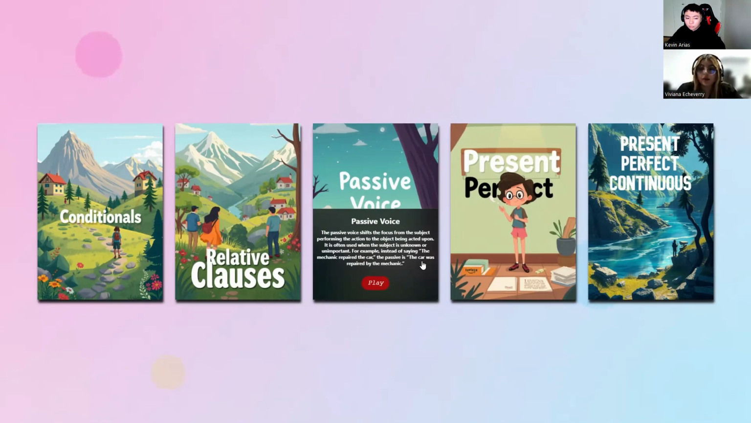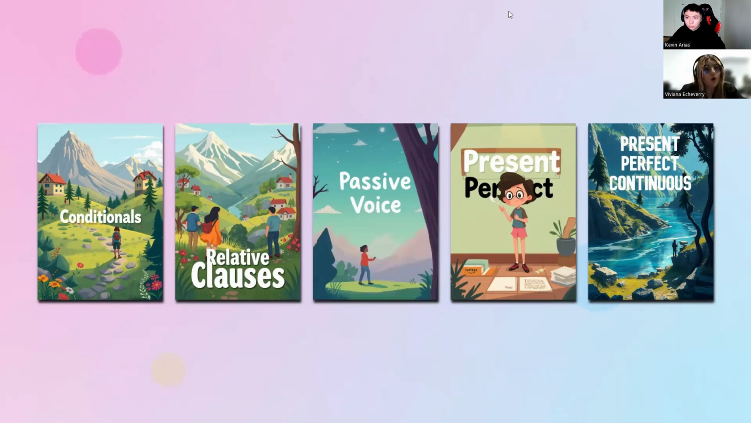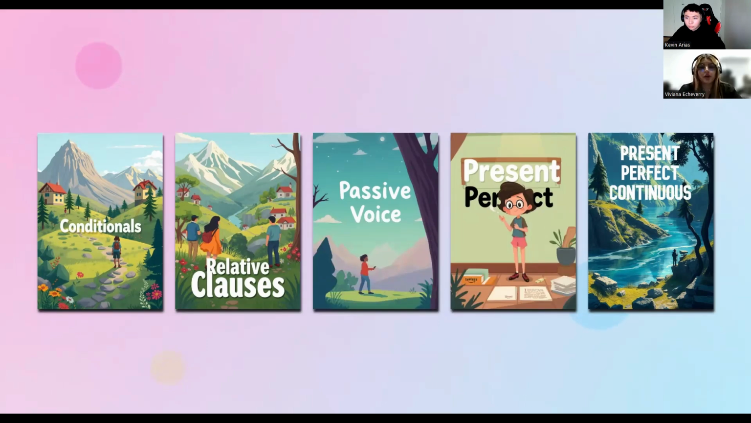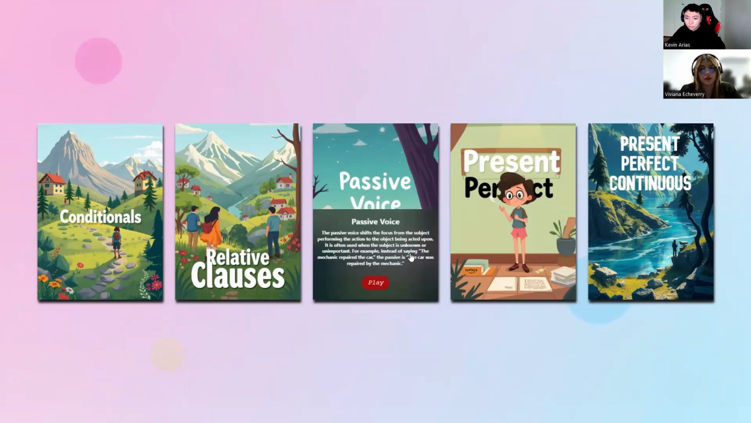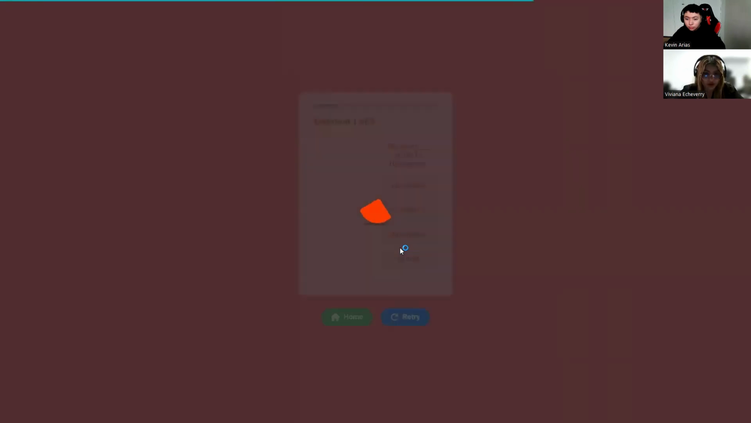So we don't use passive voice for all sentences. Avoid passive when the doer of the action is important. For example, Shakespeare wrote Hamlet, not Hamlet was written by Shakespeare, unless the focus is on Hamlet itself. So let's start with our first questions.